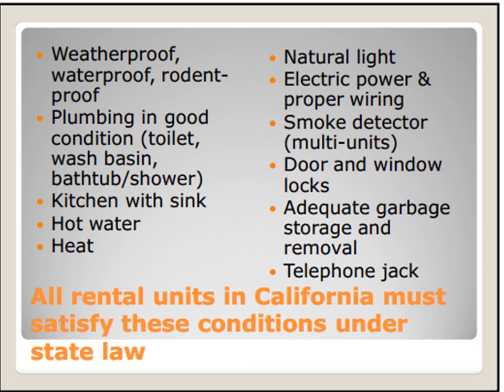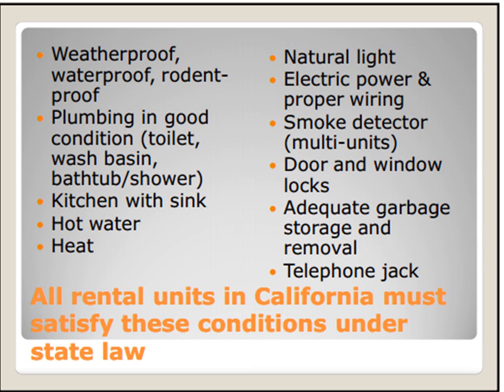All rental units in California must satisfy certain conditions under the state law. This is not an exhaustive list. There have actually been many more different conditions which have been accepted under habitability and seen as habitability violations. But the ones here we'll just name off quickly. So weatherproof, waterproof, and rodent proof. You have mice running around, for example, in the house, and that is a habitability issue.